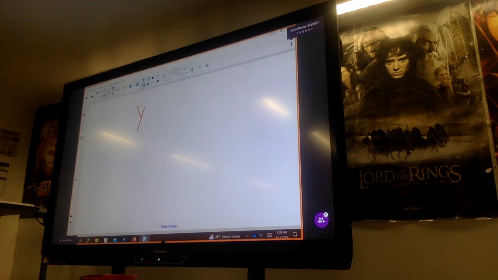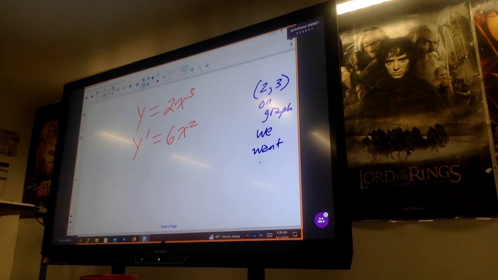Let's say I have y equals 2x to the third. The derivative of this is going to be 6x squared. Agree? Let's say I have the point 2, 3 is on our graph. And we want to find the slope at that point. So I'm going to take my 2, I'm going to go 6 times 2 squared, which is 6 times 4, which is 24. So I get a slope of 24.